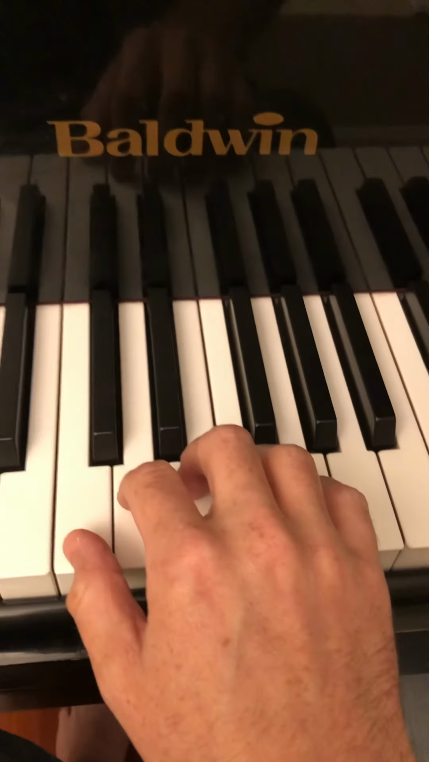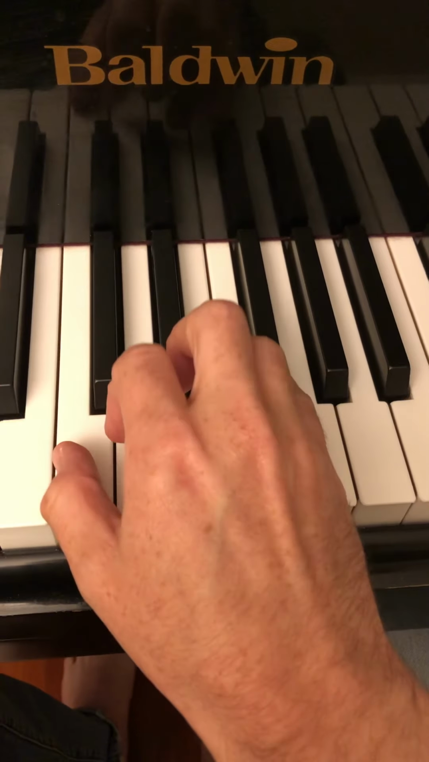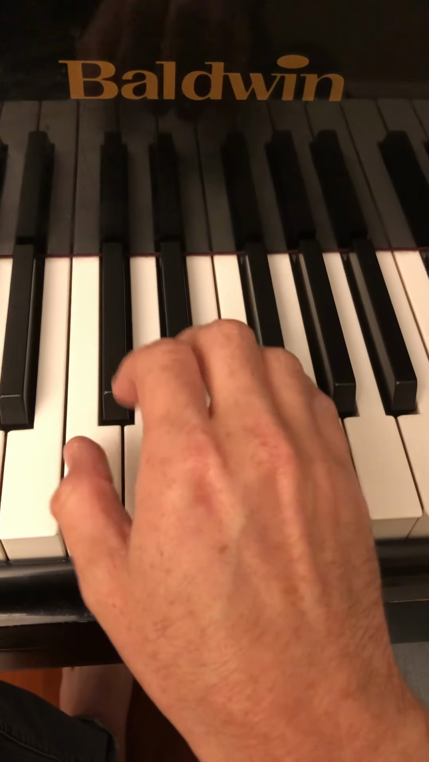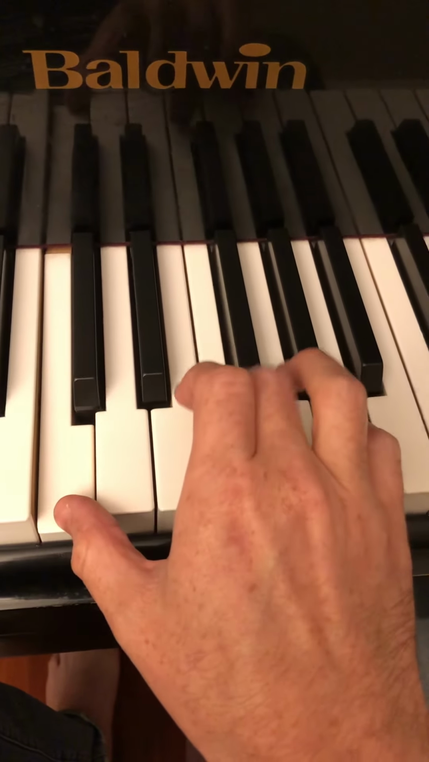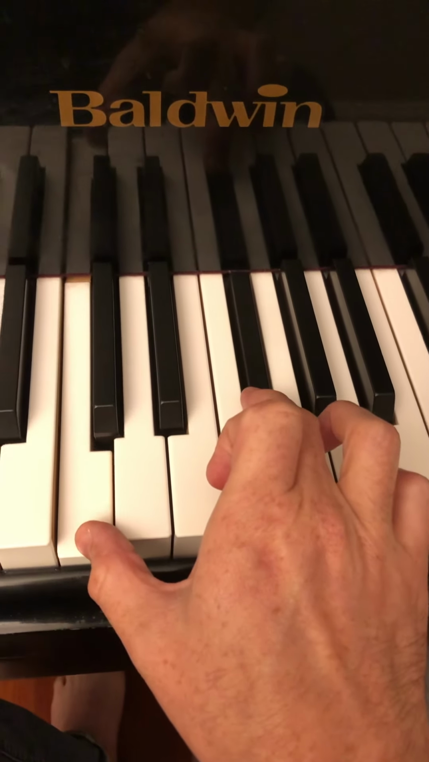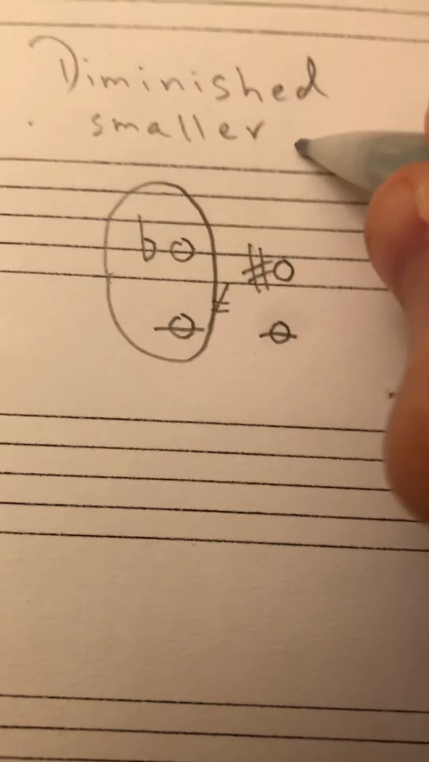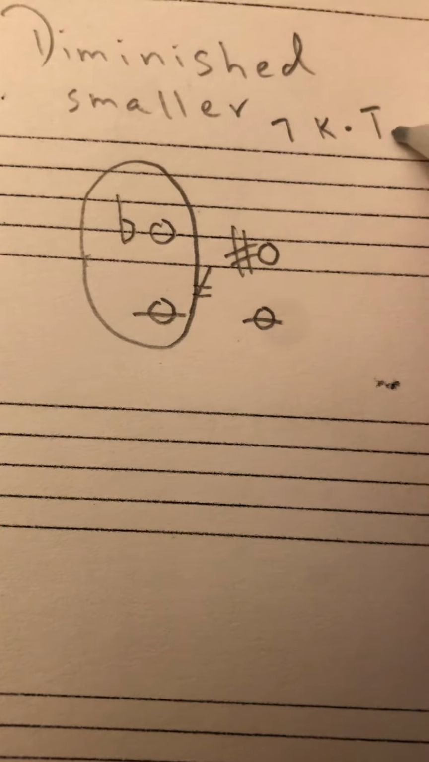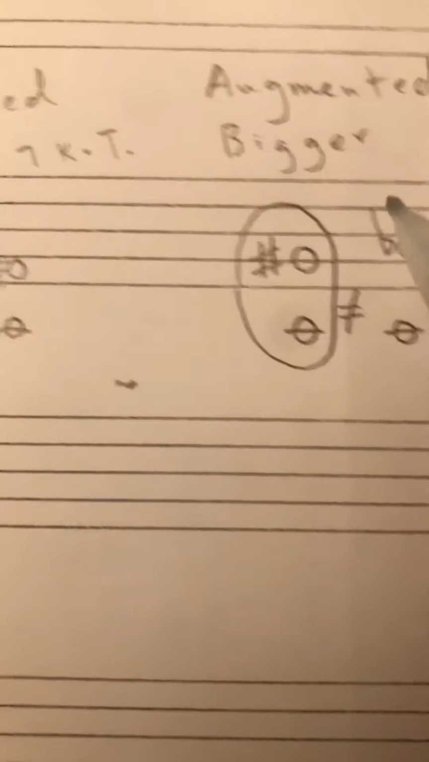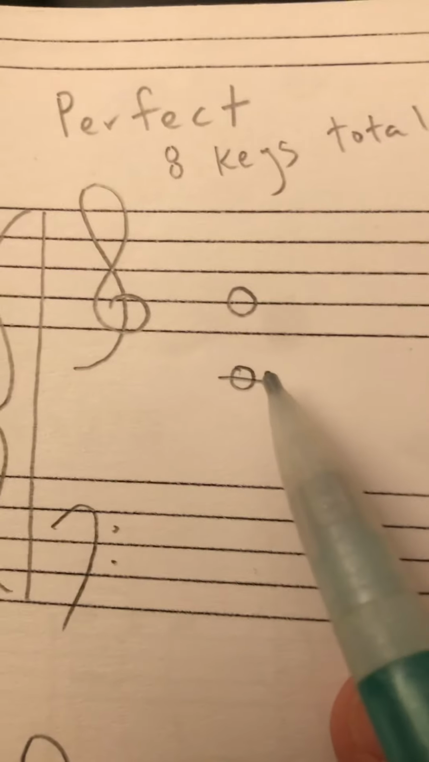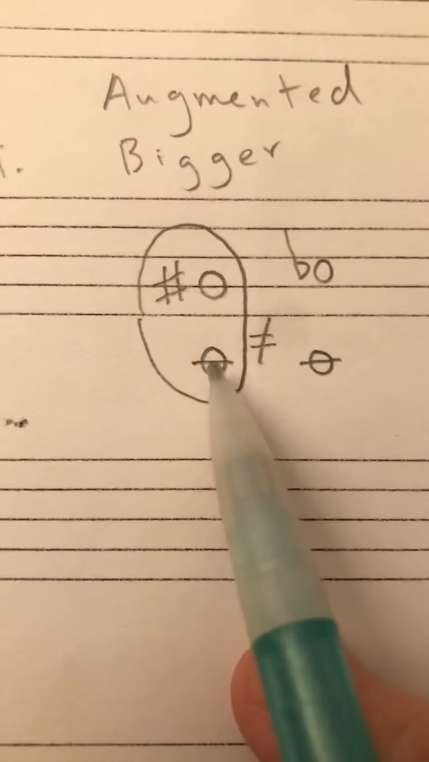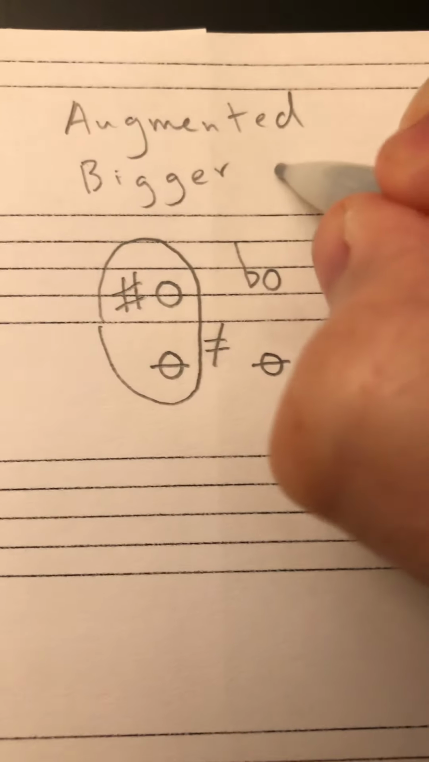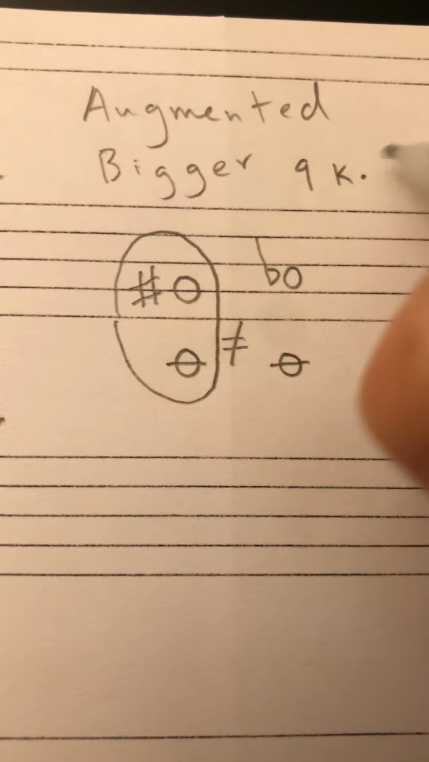And a diminished fifth would be 7. 1, 2, 3, 4, 5, 6, 7. So what I'll write is, 7 keys total. Okay, and of course, if the perfect is 8, then the augmented is 9 keys total.